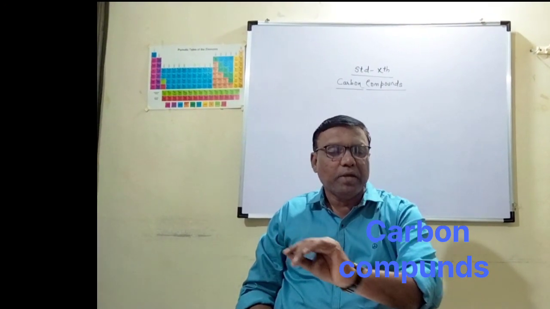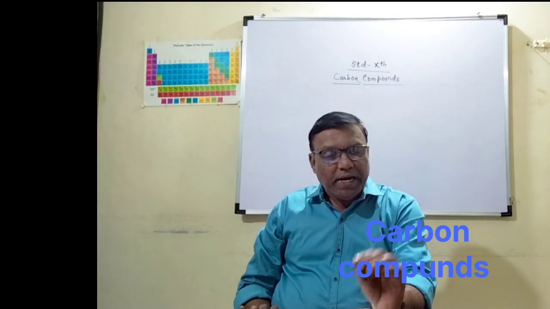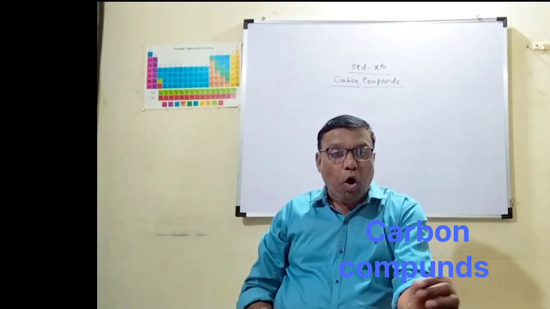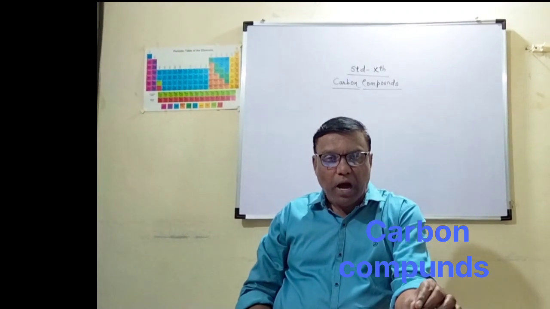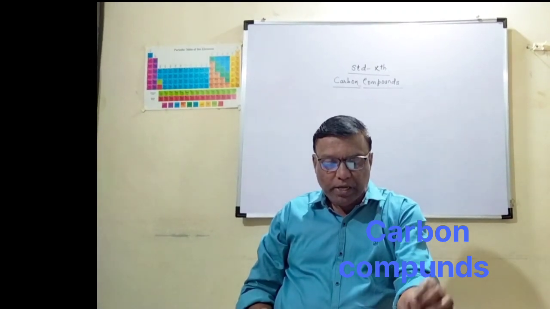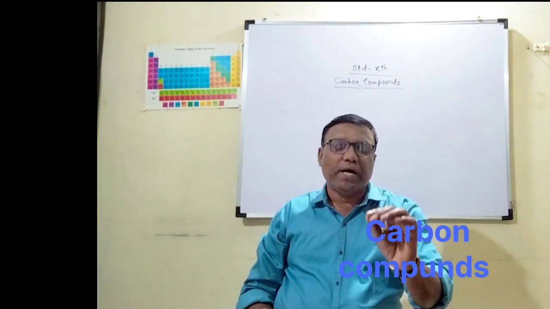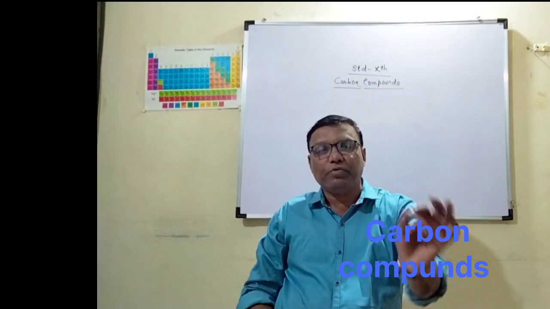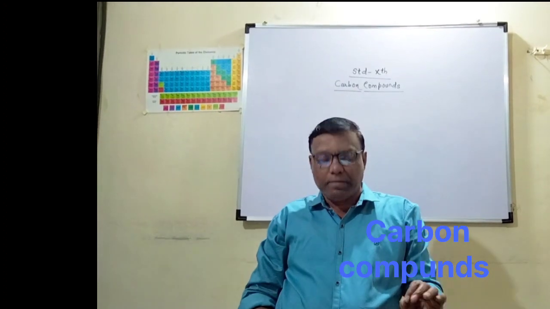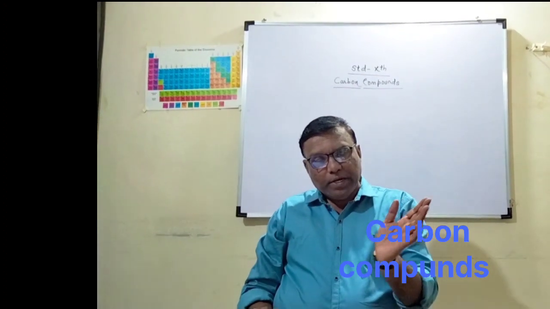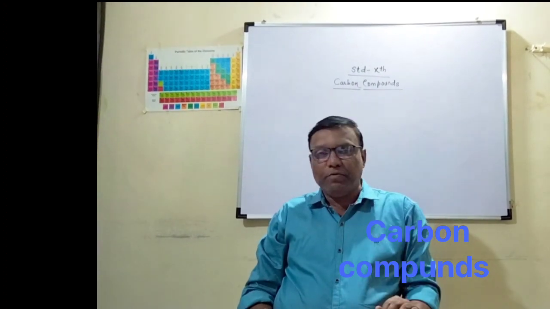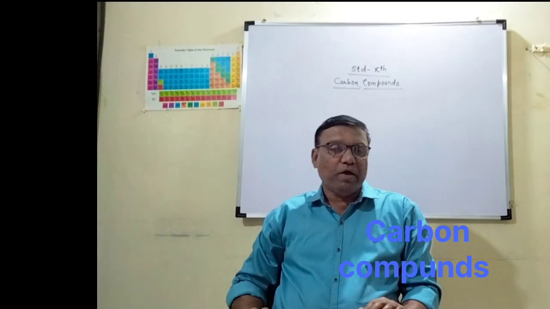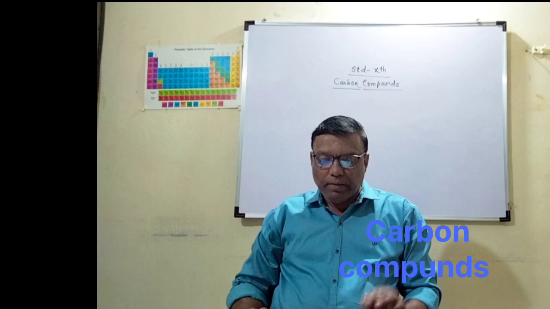What you are understanding? The boiling point and melting point of the carbon compound are found to be lower than 300 degrees Celsius. This is one important characteristic of carbon compound. Next to that, one table they have given. That table we have to study because now we are appearing for the final examination.